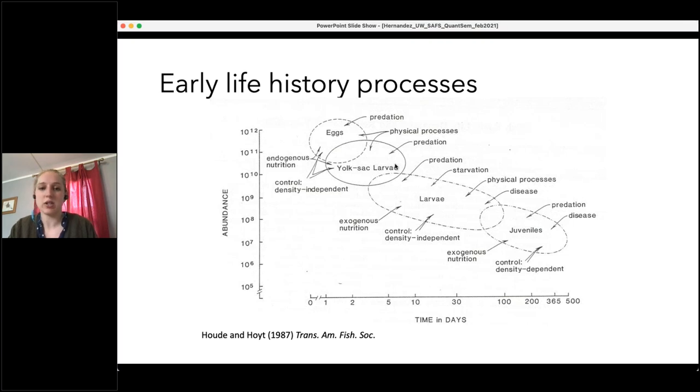And those eggs hatch out into larvae that experience over 99% mortality before they can get to be 1 year old. And so when we're talking about these kinds of numbers, these orders of magnitude difference over the course of a year, tiny changes in, for example, starvation could have a really big influence on the number of individuals that make it to the juvenile stage. And so fishery scientists have understood for a long time that the early life stages can really drive the population dynamics in an important way.